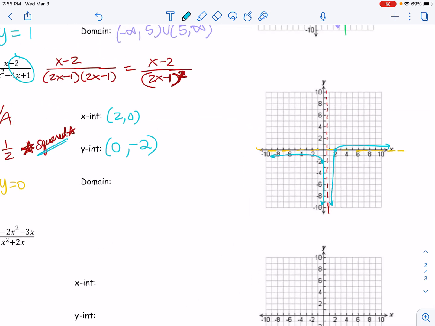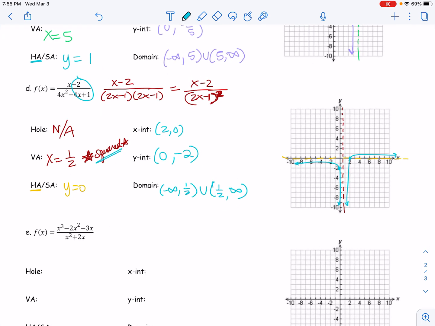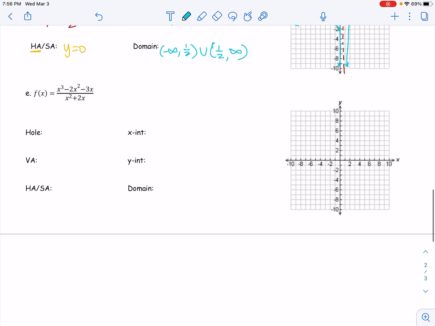So domain, again, we have no holes, so the only thing affecting it is that vertical asymptote, so -infinity to 1/2 and 1/2 to infinity. And then our last one. As always, we factor first.